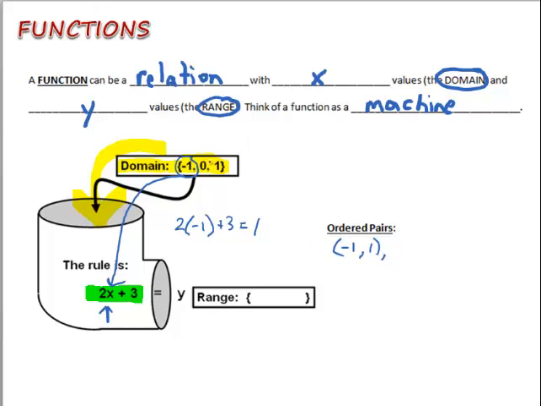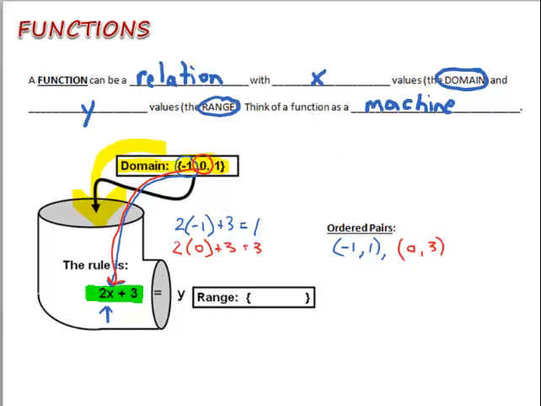All right, let's do our second one. Our second domain value is 0. Plug that in for the x and get 2 times 0 plus 3. When I do the math for that, I get 3. So my second ordered pair is 0 and 3, if I did that math correct.